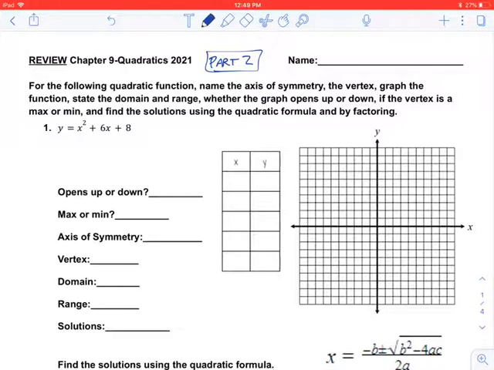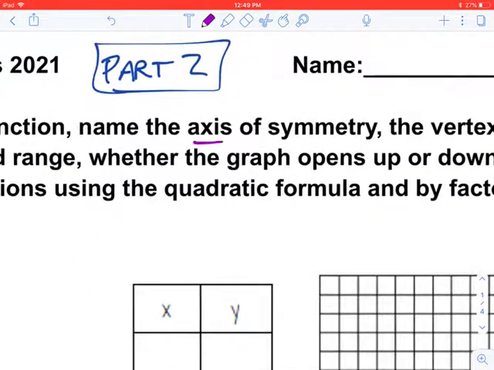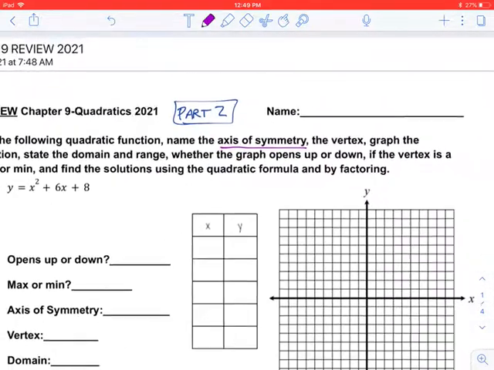All right, Algebra 1, we are getting ready for our Chapter 9 test over quadratics. Okay, so this is very, very similar to your actual test, so be sure to pay close attention and ask questions if you have them.